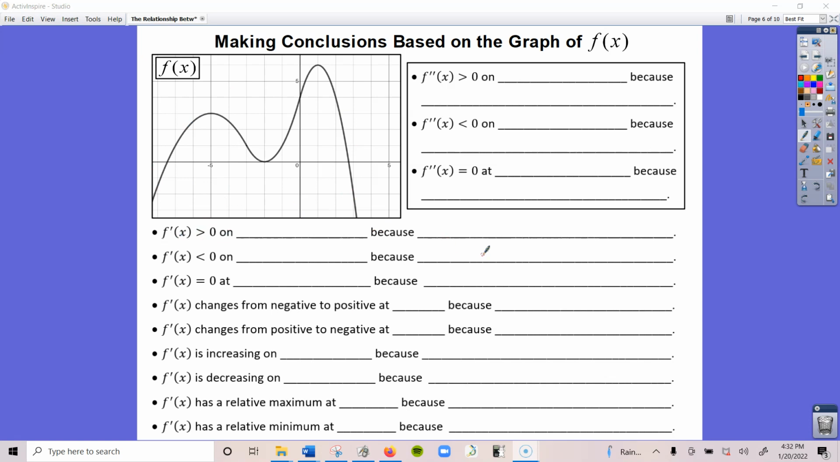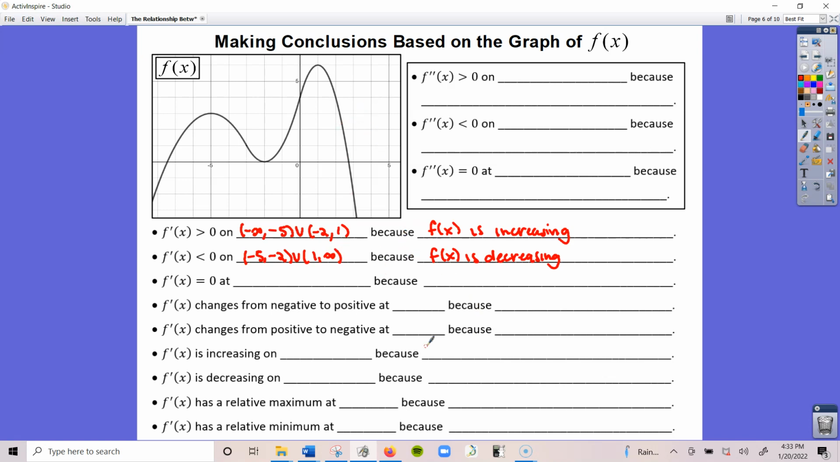f prime of x is greater than 0 when f of x is increasing. So I work backwards sometimes with these. Now I know that on the graph, I have to look for when f of x is increasing, which is from the edge, so from negative infinity until negative 5. And then it's increasing again at negative 2 until 1. Now f prime of x is less than 0 when f of x is decreasing. So we're going to look on the graph for when my f of x is going down. We see here it's going down from negative 5 until negative 2, and then again from 1 to infinity.